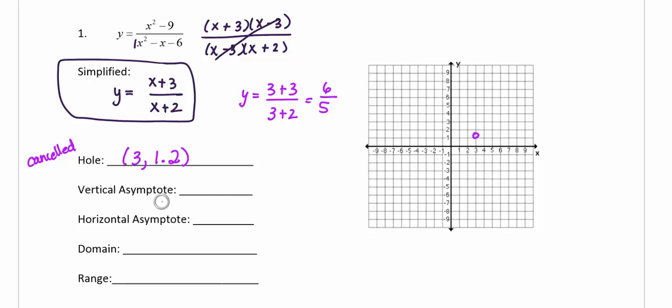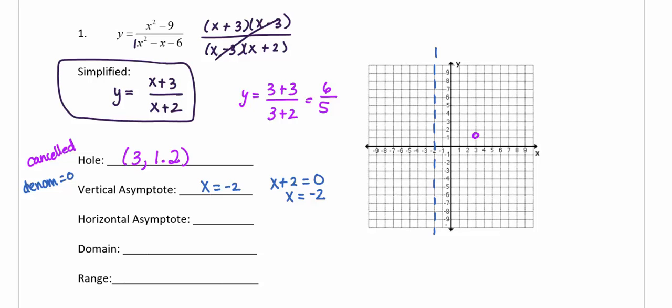So we need to find the vertical asymptote. Remember, that's your denominator equal to 0. You're looking for the x value that makes this function undefined. And since you can't divide by 0, you're going to set x plus 2 equal to 0, which means x equals -2. So that's your vertical asymptote. So you're going to draw a dotted line through x equals -2.